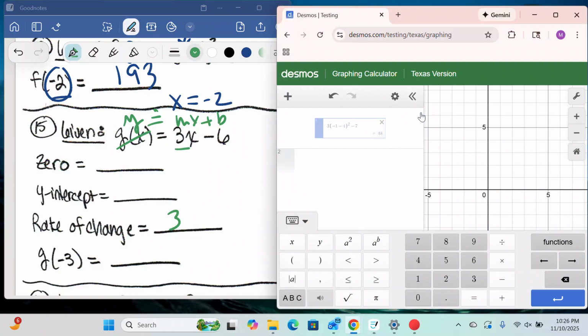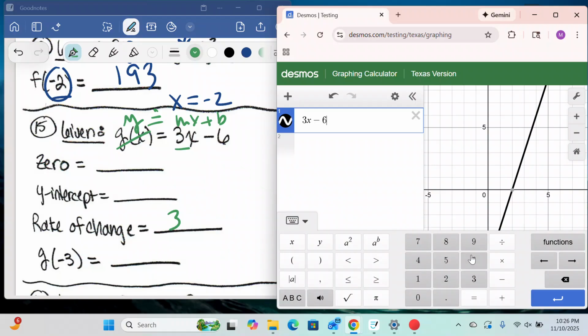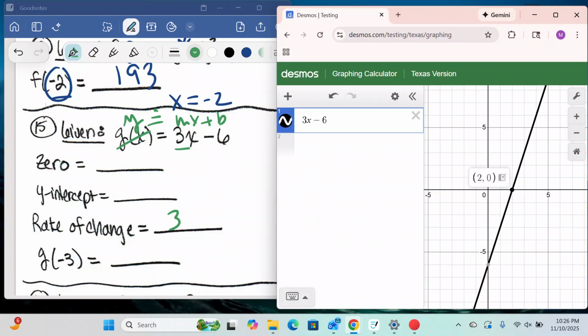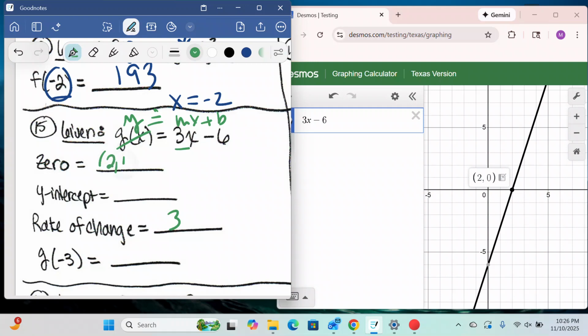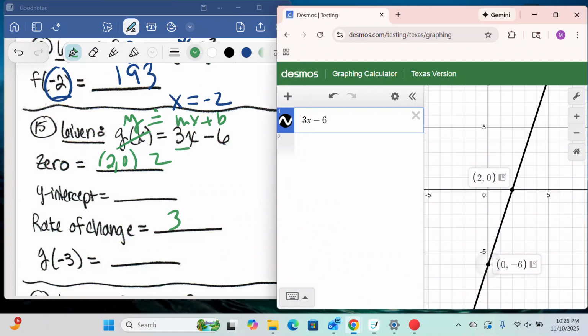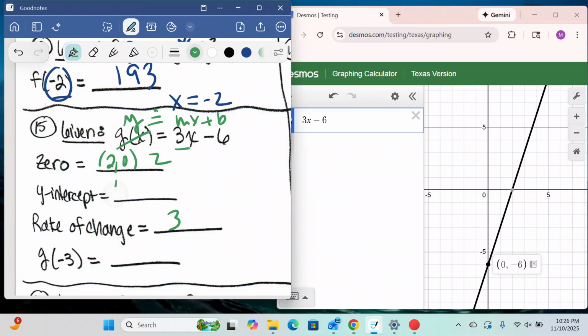My x-intercept, all I'm going to do is graph it. And I'm going to graph 3x minus 6. And my graph is right there. My 0 is (2, 0). Or I can just say 2 is my 0. My x-intercept is (2, 0). I want to find my y-intercept. All I have to do is hover over the y-intercept right here. Unclick this one. And my y-intercept is (0, -6). That's where the line crosses the y-axis.